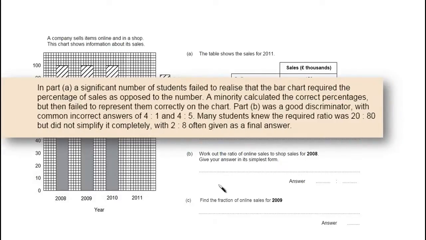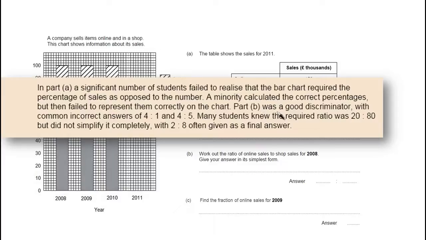examiner's remarks. They say that in part A, a significant number of students failed to realise that the bar chart required the percentage of sales as opposed to the number. So it needed a percentage, not the number of sales. A minority calculated the correct percentages, but then they failed to represent them correctly on the chart. So we'll have a look at that.